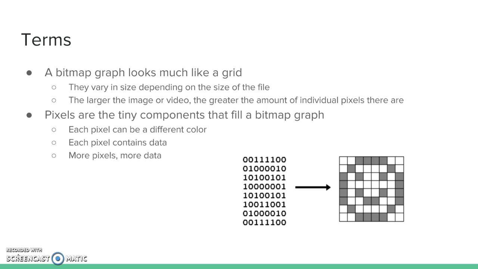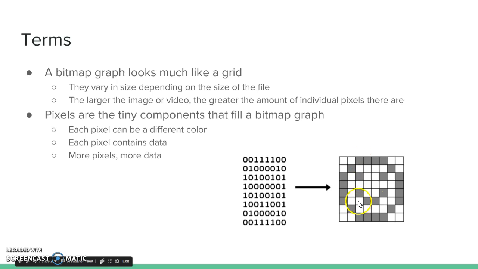First, think of a bitmap graph as an overlay of a picture with each individual grid being a pixel. And these pixels may vary in size, and more importantly, the larger the image or video is, the greater amount of individual pixels there are. Pixels are tiny components that fill a bitmap graph, those tiny parts as I explained. In the bottom here, you can see in this little image, we give an example.